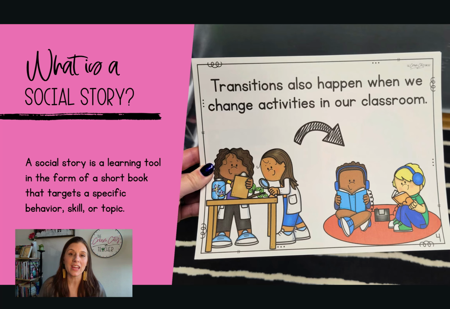So a social story is a learning tool that targets a specific behavior or skill, and it comes in the form of a short storybook. Social stories use simple but powerful words. In other words, the text should be easy for a child to understand and relate to. Social stories also include illustrations or images. I like to use clip art, but you can also use stock photos or drawings if you're feeling artistic.